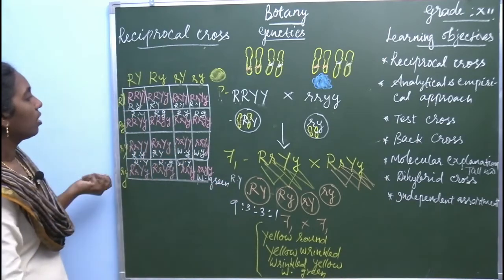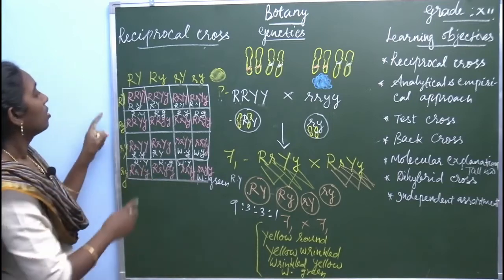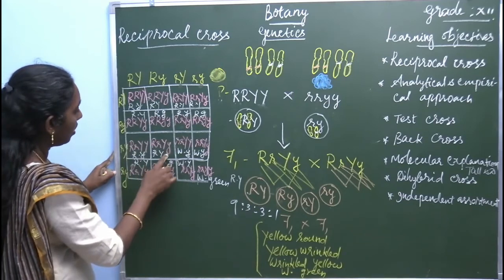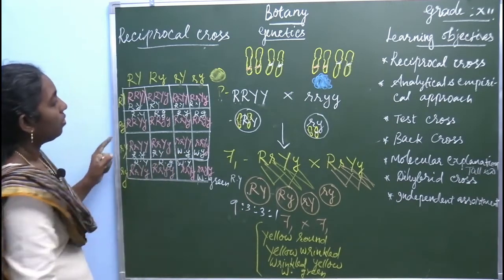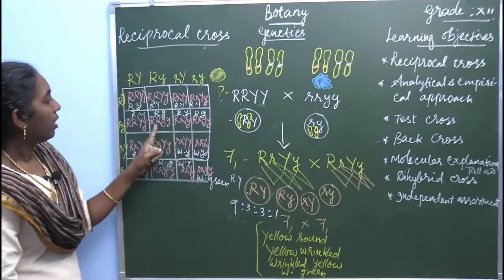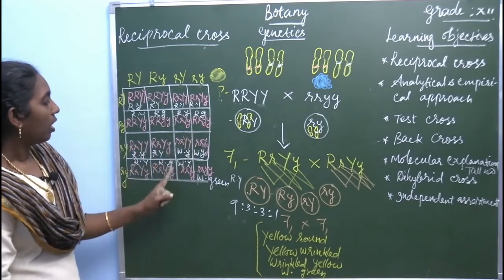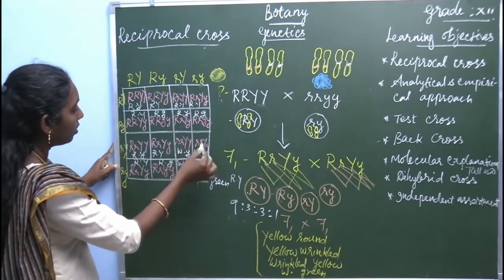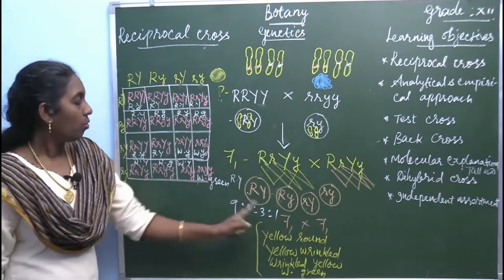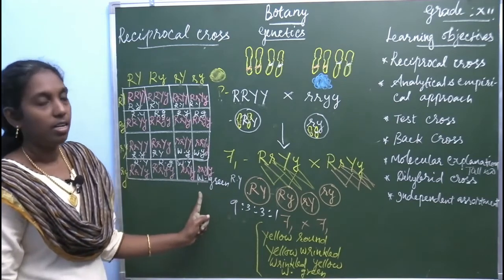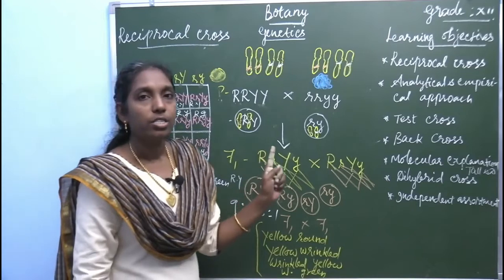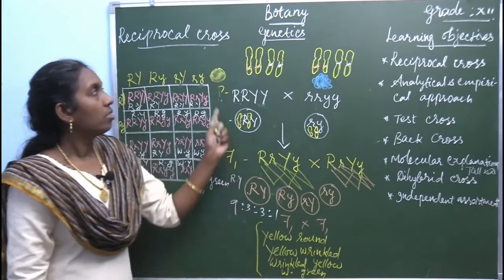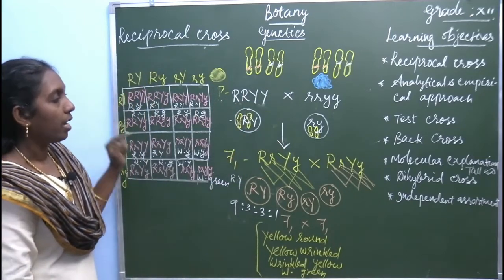Check the ratio. Round yellow, it's 9: 1, 2, 3, 4, 5, 6, 7, 8 and 9. Round green, 1, 2 and 3. Wrinkled yellow, 1, 2, 3. And 1 wrinkled green. So, it shows the 9:3:3:1 ratio. So, this cross is called a dihybrid cross.